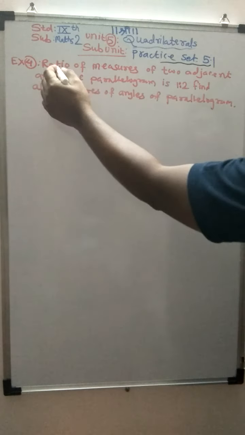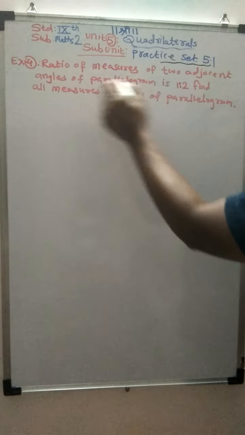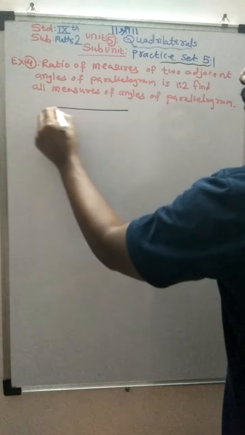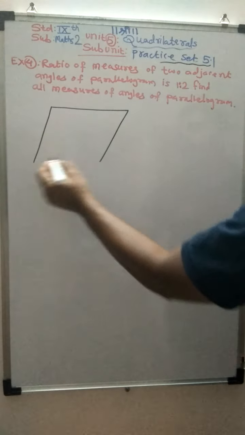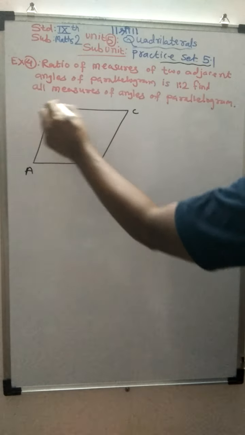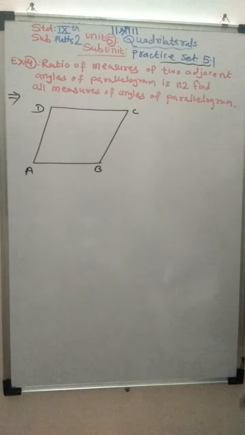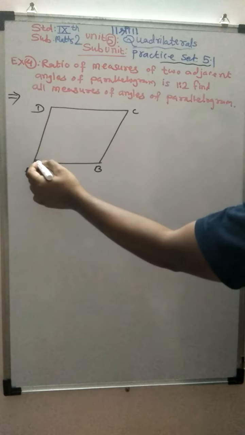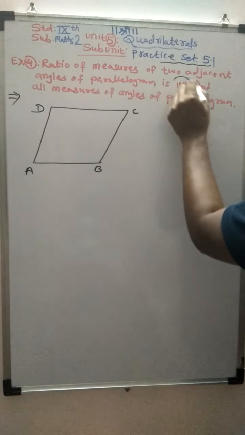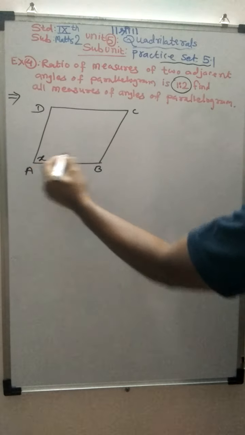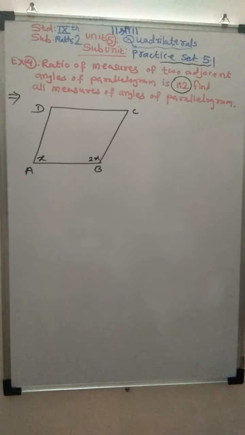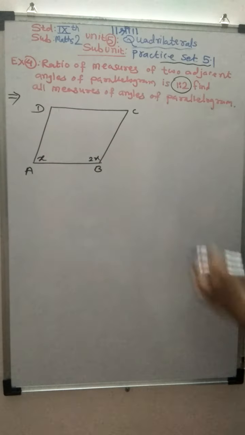What is example number 4? See, the ratio of measures of two adjacent angles of a parallelogram is 1:2. Means a parallelogram is given. ABCD is a parallelogram. Any two adjacent angles, for example A and B, these are two adjacent angles. Their ratio is 1:2. Means if the first angle A is x, then its adjacent angle is 2x. Then find all the measures of the angles.